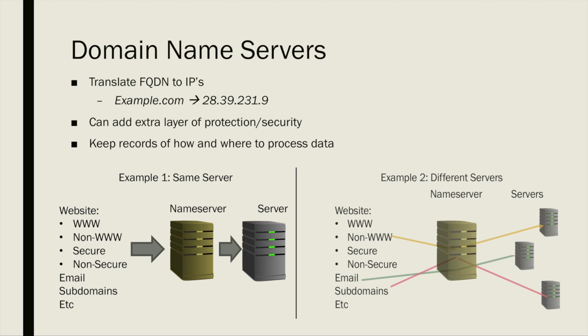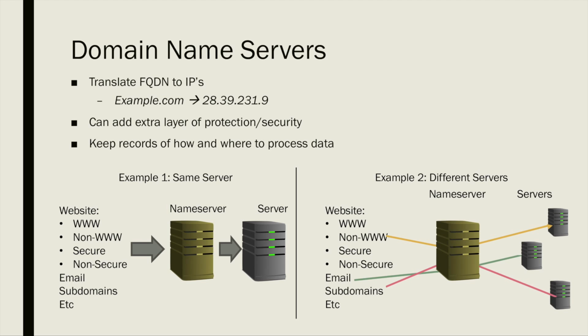If we look at example 2, the name server says, hey, you want the website? Go to this server. You want email? Go to this server. You want subdomains? Go to this server, etc. And the name server sets that up. You as the client don't have to worry about that, but the name server knows exactly where to go for what service is being requested.